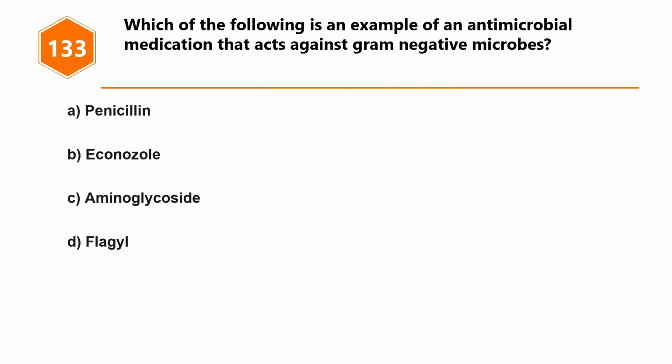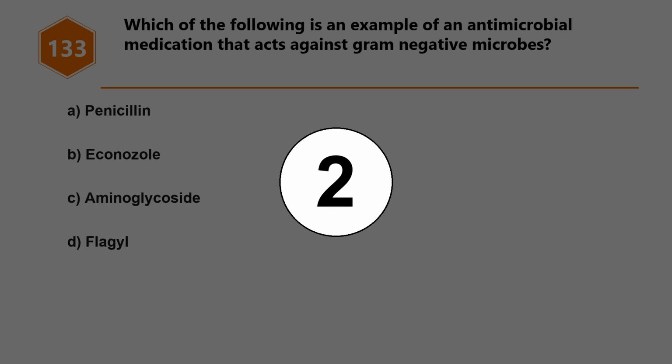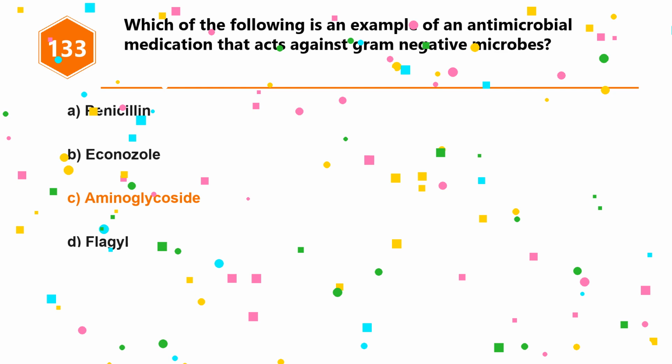Question 133. Which of the following is an example of an antimicrobial medication that acts against gram-negative microbes? Option A, penicillin. Option B, iconazole. Option C, aminoglycoside. Option D, flagyl. The correct answer is option C, aminoglycoside.